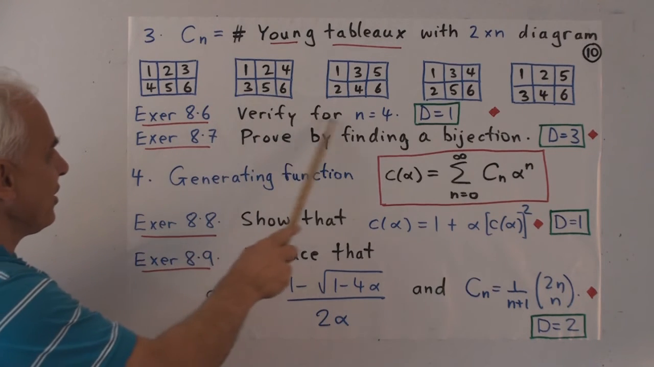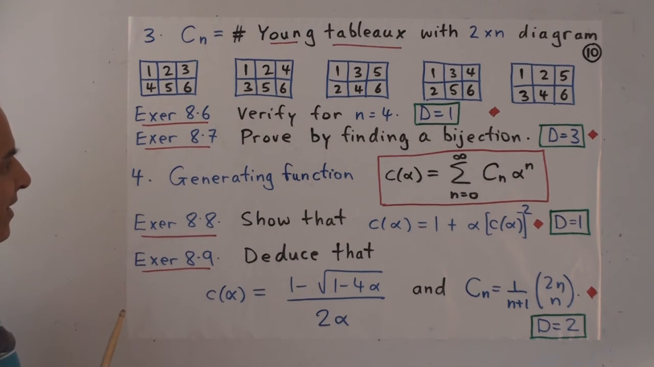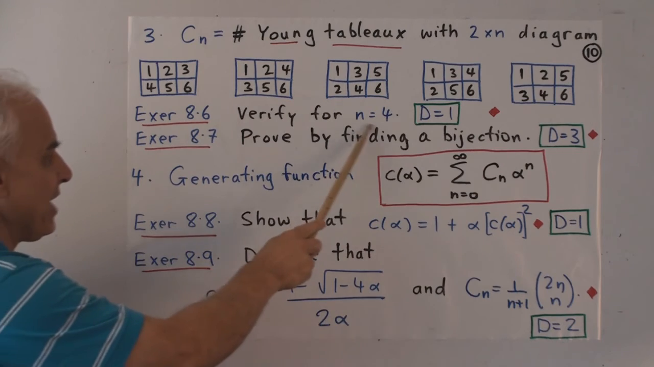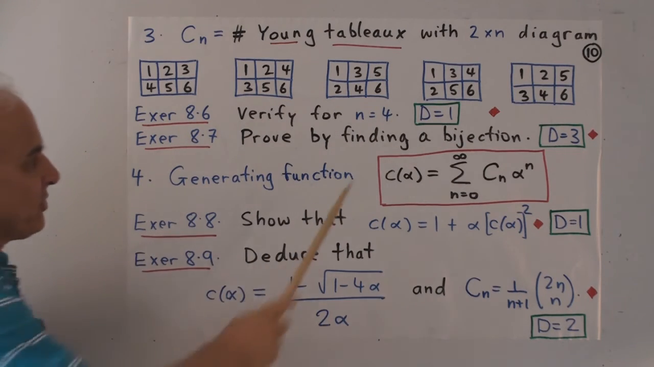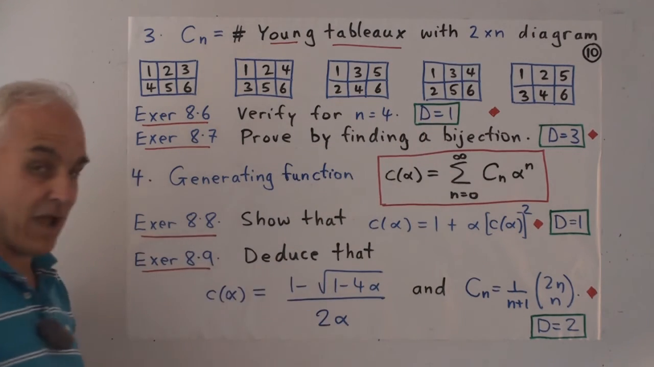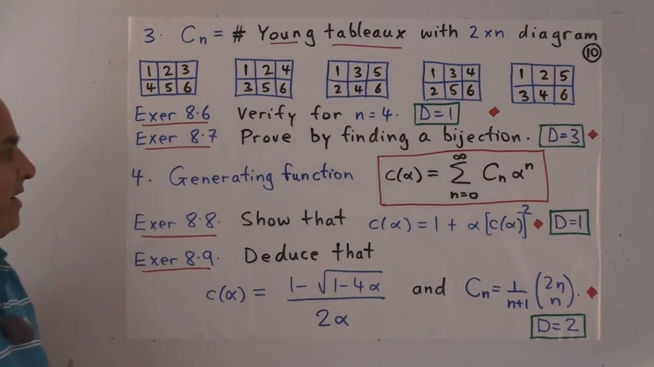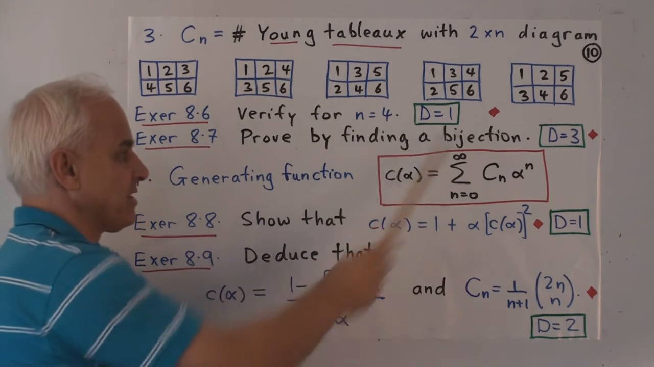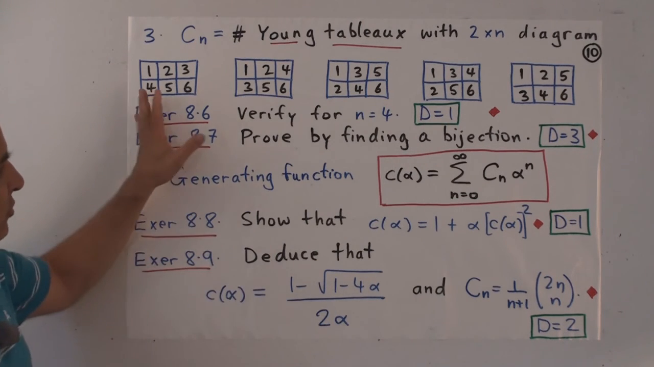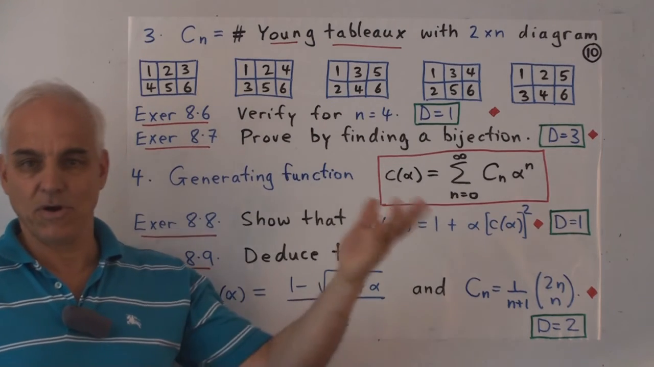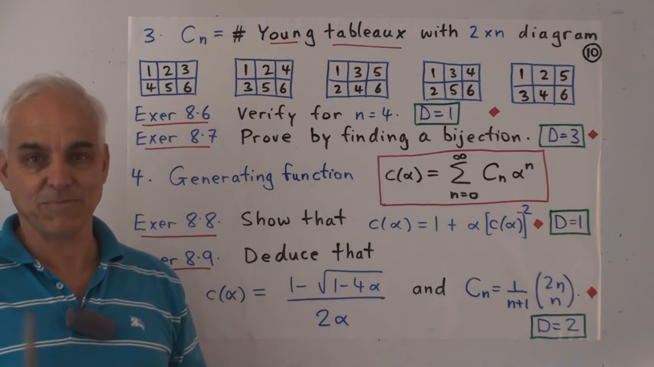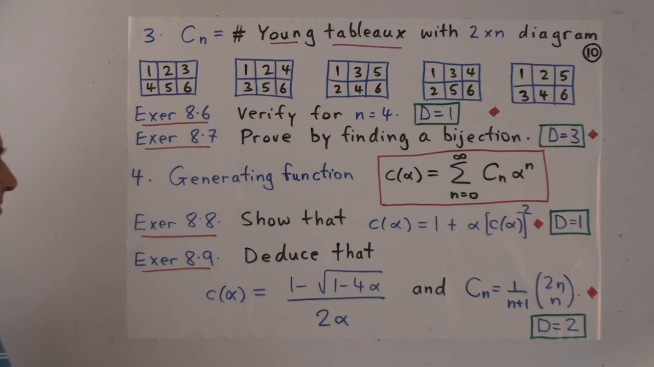And you might like to verify that if you have an n equals 4 situation, so if you have a 2 by 4 diagram and you count the Young tableaux, you also get the 4th Catalan number, 14. And you can try proving this by finding a bijection between Young tableaux and any one of the previous aspects of Catalan numbers we've talked about.